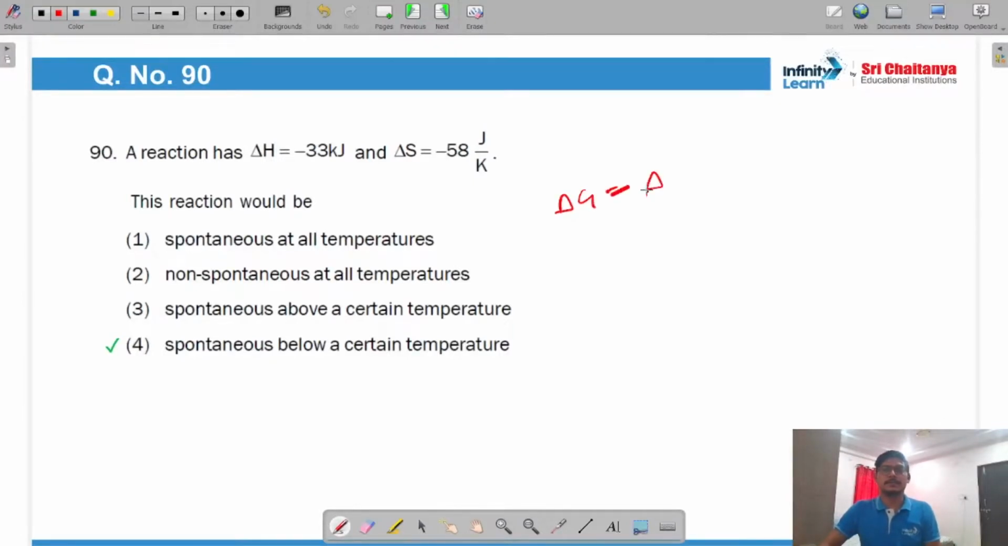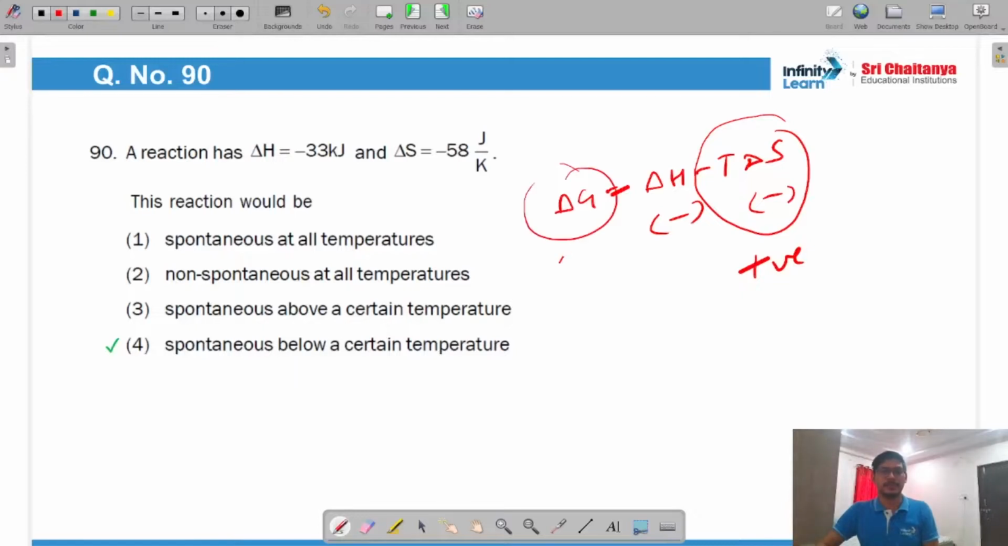Delta G is delta H minus T delta S, and if delta H is negative, this is favorable, but delta S is negative, which is unfavorable. So this overall term would be positive. So this term should not dominate, and as a result, temperature should be low in order for the Gibbs energy to be negative, that is for the reaction to be spontaneous. So the given reaction would be spontaneous below a certain temperature, right?